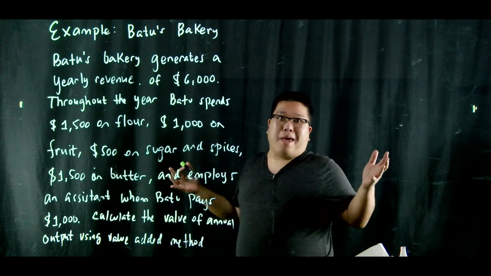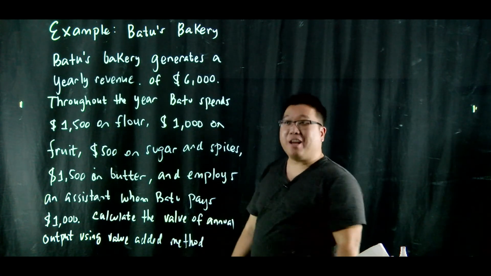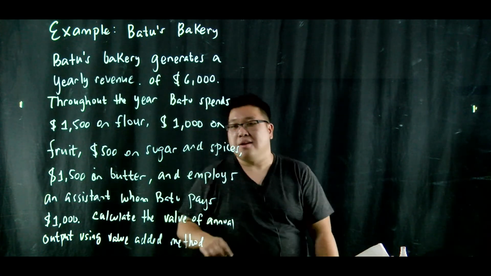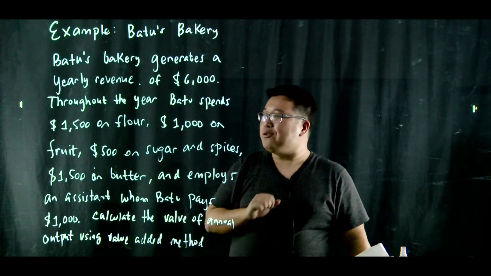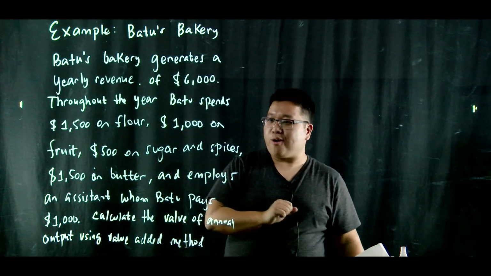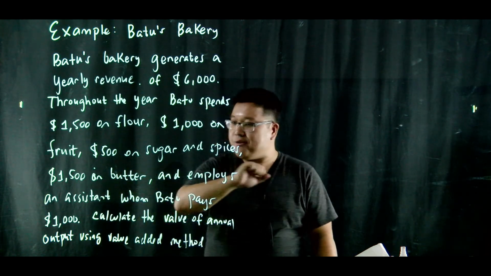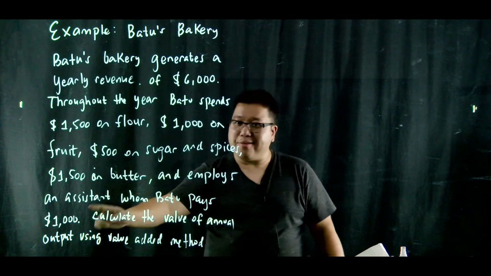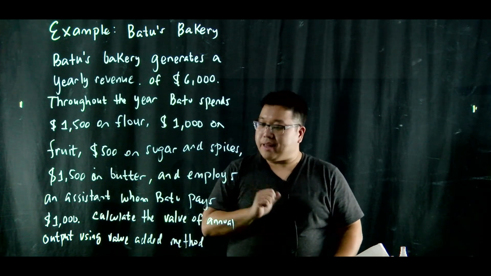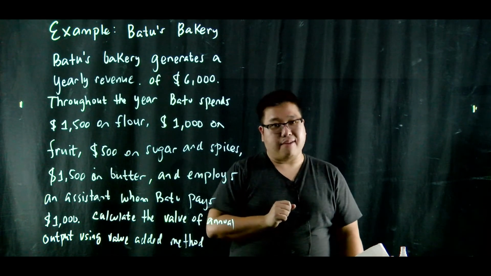Batu's Bakery generates a yearly revenue of $6,000. Throughout the year, Batu spends $1,500 on flour, $1,000 on fruit, $500 on sugar and spices, $1,500 on butter, and employs an assistant whom Batu pays $1,000. So calculate the value of annual output using the value added method.